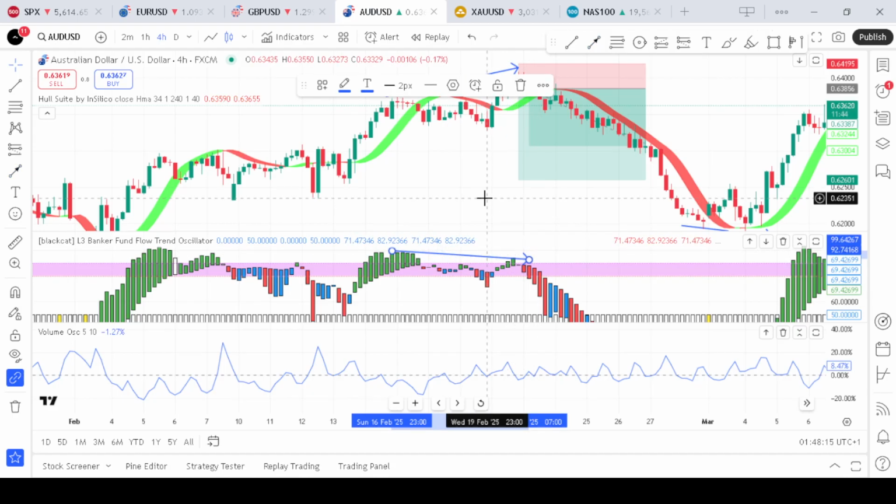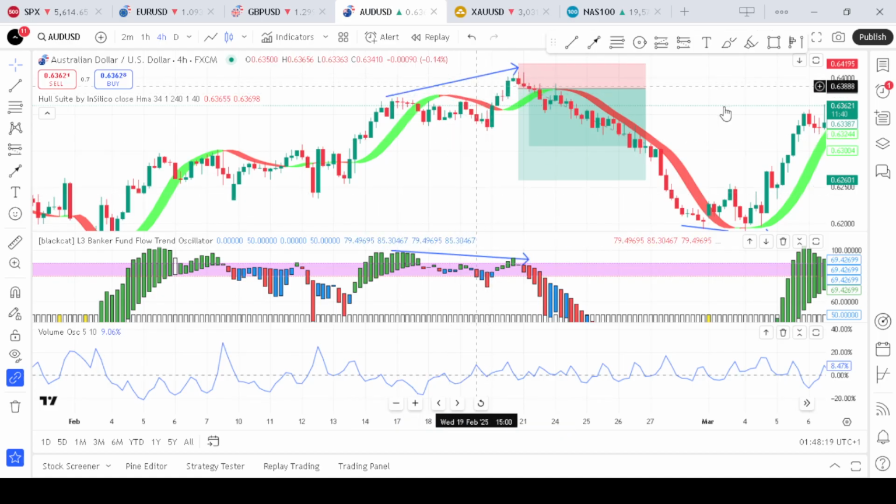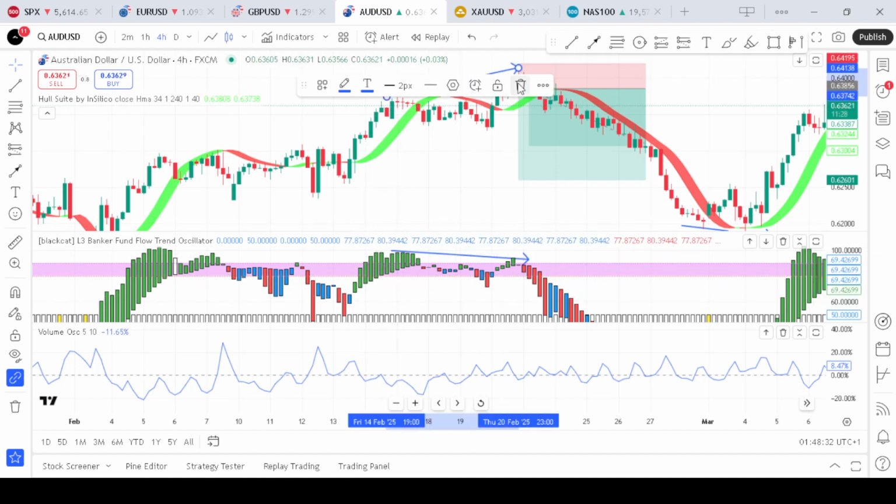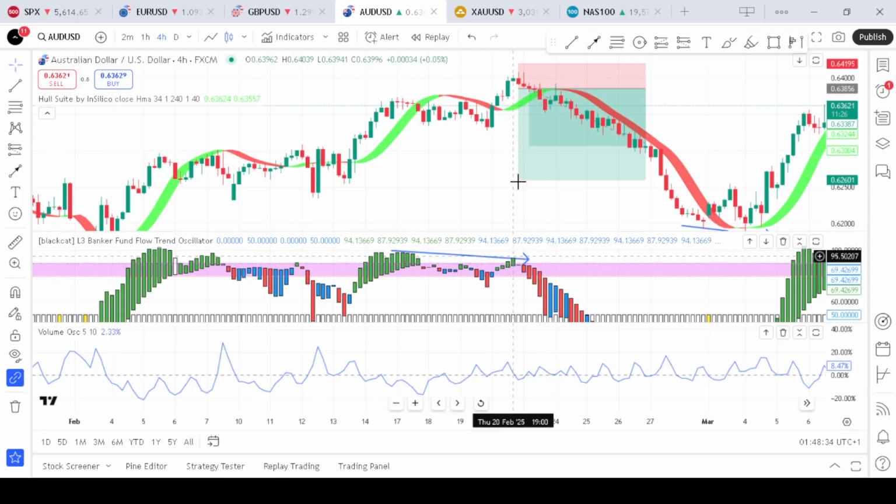The indicator is always going to make a different market movement compared to price action. When price action is making a higher high, the indicator is making a lower high. This indicates a bearish divergence. So these are the conditions to spot potential reversals using this indicator. Divergences are really important to spot when making use of this indicator.